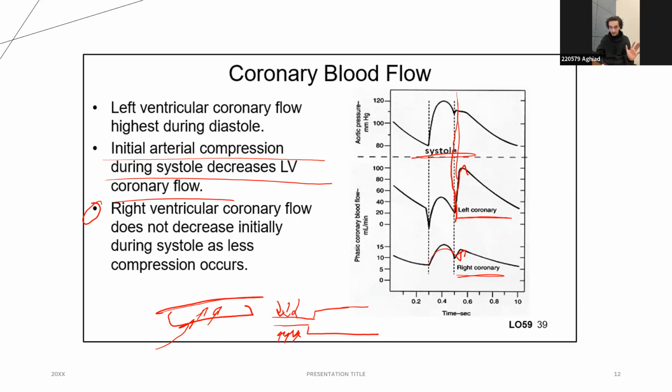Is that clear? Does everybody understand coronary blood flow? Perfect. I need more people to say yes. All right, I'll repeat. Tamam.